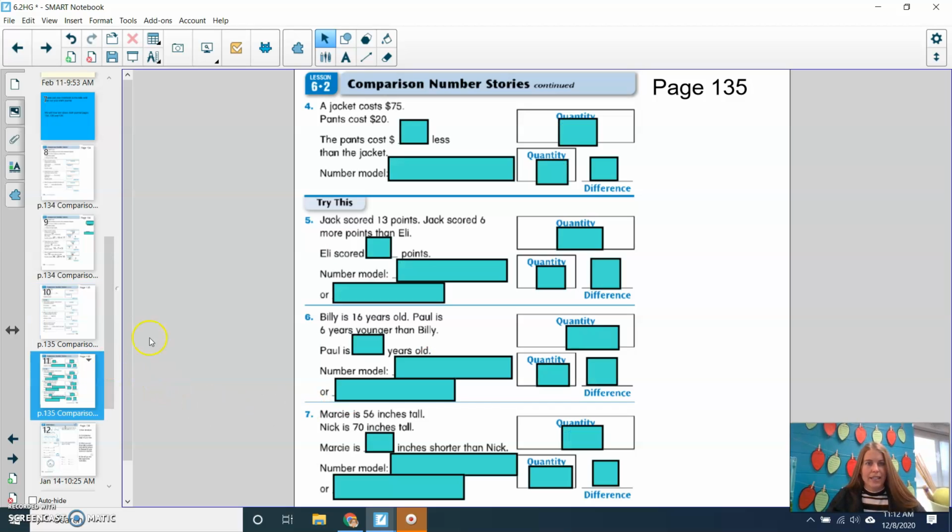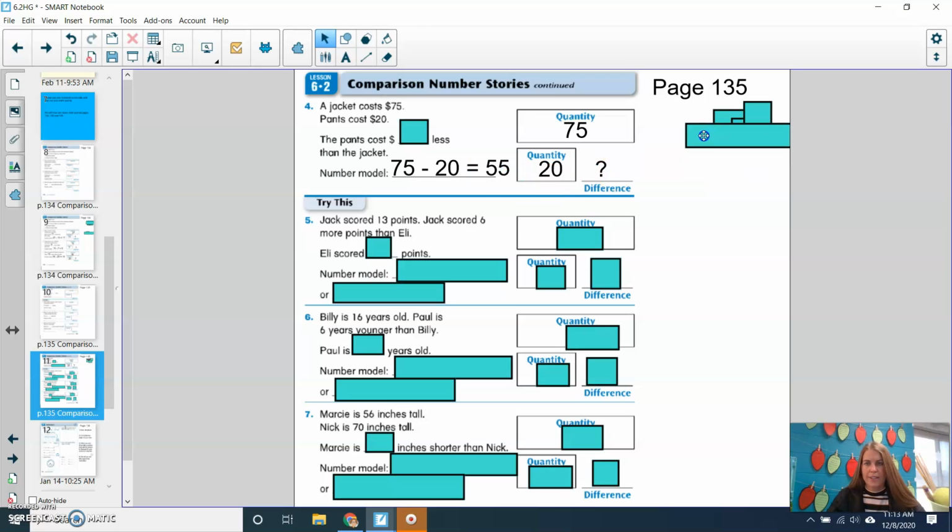All right, let's take a look at question 4. A jacket costs $75, pants cost $20. So I'm going to put my quantity 75 and I'll also put my quantity 20. Again, I'm trying to figure out the difference. So the pants cost how much less than the jacket? I'm solving 75 minus 20, which equals 55. So I should have $55 less.